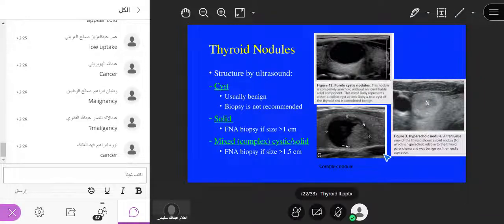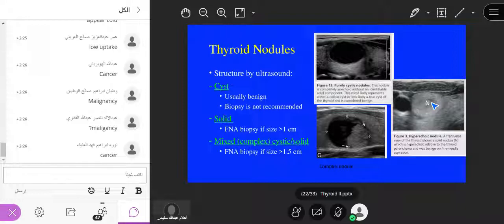The other form is the solid nodule. There are different types of the solid nodule, but there is normal tissue, and then there is a lump. So this is a form of hyperechoic nodule. Sometimes it's dark, sometimes it's very white. It depends on the color. And we biopsy this if it is a centimeter and above. We biopsy this to rule out malignancy.